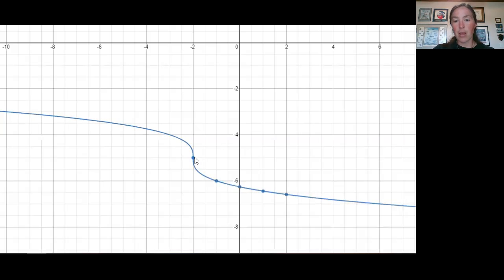Okay, here's that inflection point, which is -2, -5. Well, that's what we said. It went to the left and then it went down. And so that's what created that -2, -5. Okay, so we did get a correct transformation.